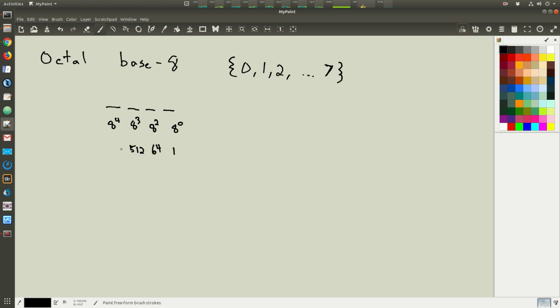Oops, I skipped one. 8 to the 1st power is just the 8's place. There we go. That's better. 8 squared is 64. And then 8 to the 3rd is 512. As you see, as you add placeholders to the left, you're just increasing the power of the base. So this is 8 to the 0, 8 to the 1st, 2, 3, 4, 5, 6, 7, on and on it goes.